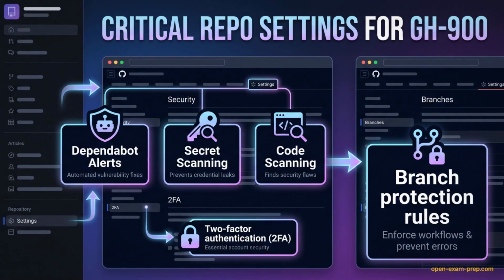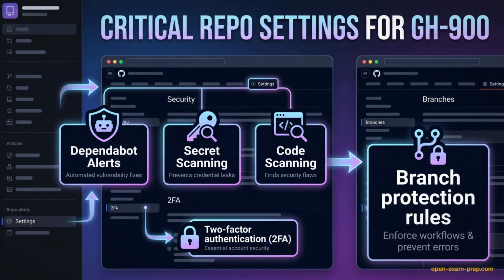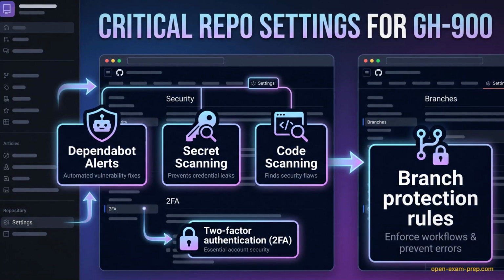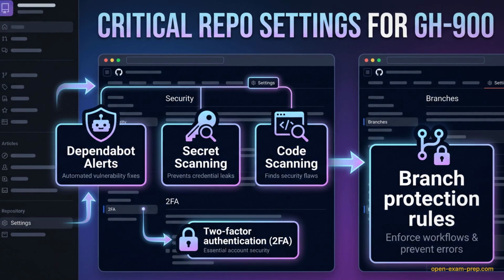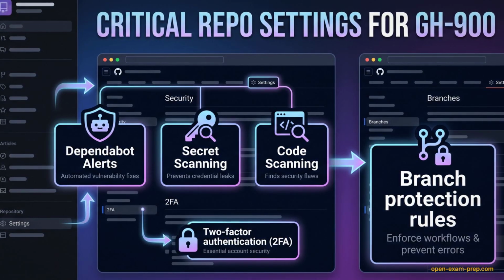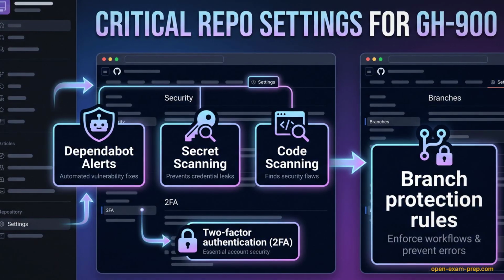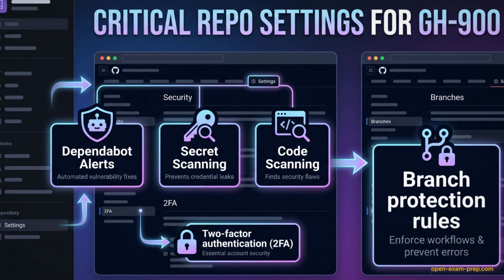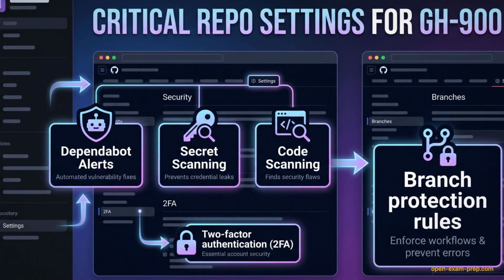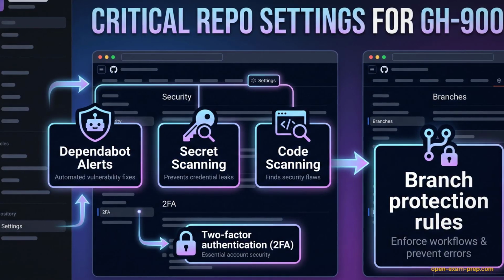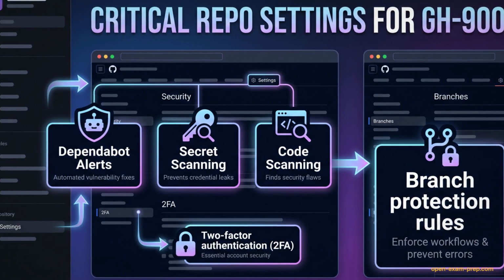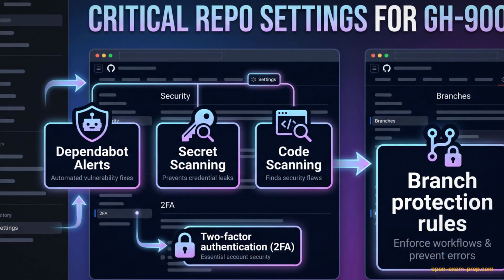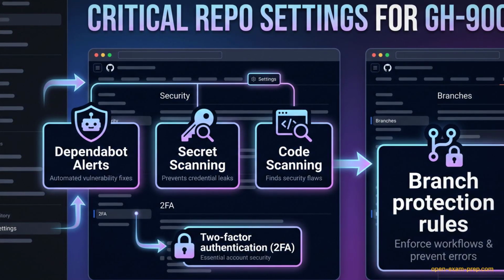Don't lose easy points on security and administration. These questions often cover features found in the Repository Settings tab, which many self-taught users never explore. Make sure you can explain the difference between Dependabot, secret scanning, and code scanning. Understand what branch protection rules do and how to enforce them with required reviews. Know how to enable 2-factor authentication for your account and why it's important. These are concrete features the exam expects you to recognize and understand.